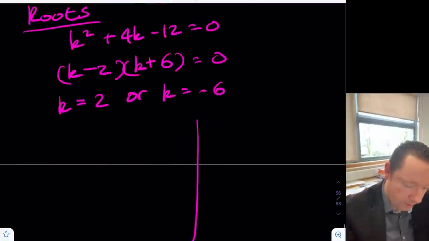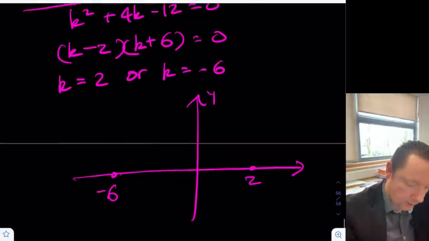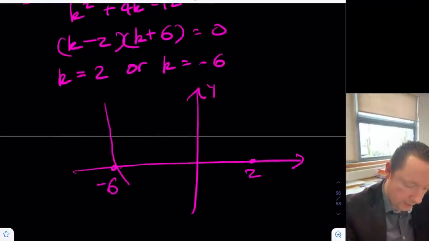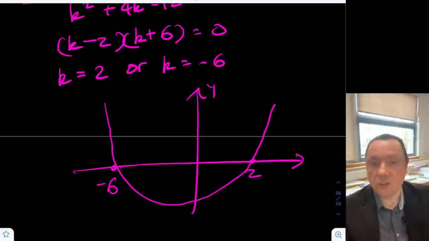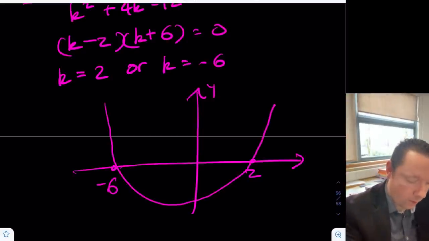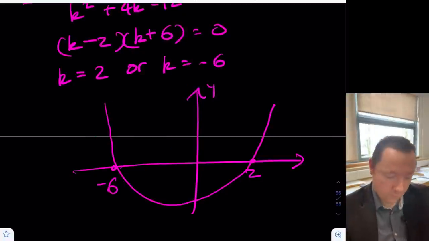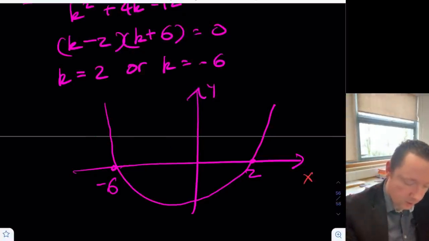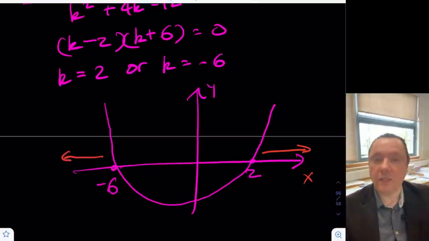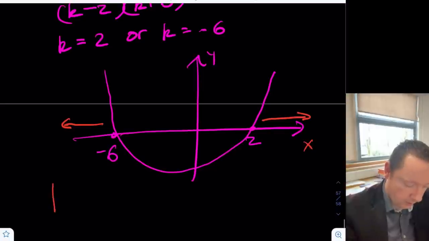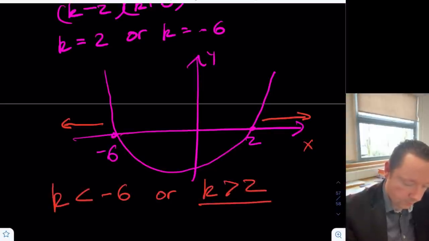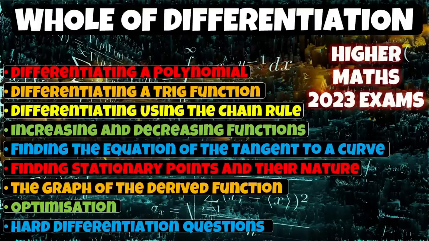Drawing a quick sketch then of that graph, we get 2 over here somewhere, minus 6 over here. It's a positive k squared, so it is a happy face. We don't need the turning point or anything because we're just looking to see when this is bigger than 0. Well, it's bigger than 0 above the x-axis, so over this side, it's always bigger than 0, and over this side, it's always bigger than 0 as well. So our final answer is k is less than minus 6, or k is bigger than 2. And we're done there.